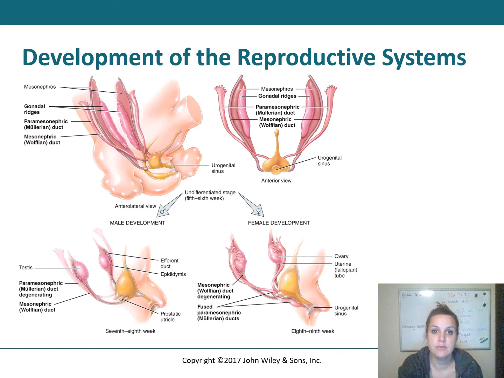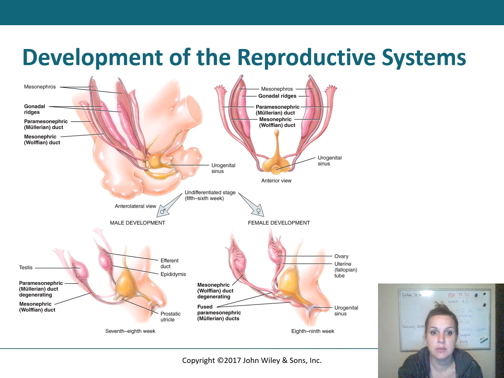The gonads develop from intermediate mesoderm that gives rise to gonadal ridges. And what you see is that the Wolffian ducts, also called the mesonephric ducts, develop into the male reproductive system, whereas the Mullerian ducts develop into the female reproductive system.